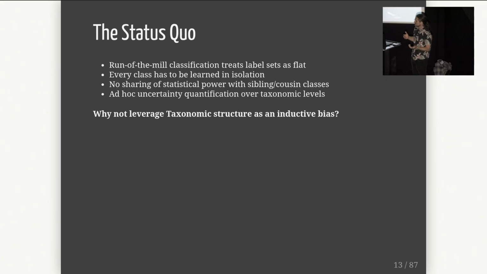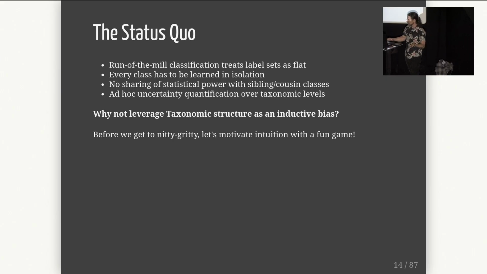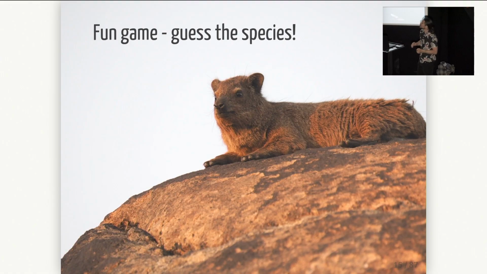So why not leverage this taxonomic structure as an inductive bias? To motivate our intuition of why you would do that, I'm going to play a fun game here. Guess the species. So this little guy here, just out of curiosity, does anybody in here know exactly what this is? Or up to the genus maybe? Okay, good. That's great. That's exactly what I want.